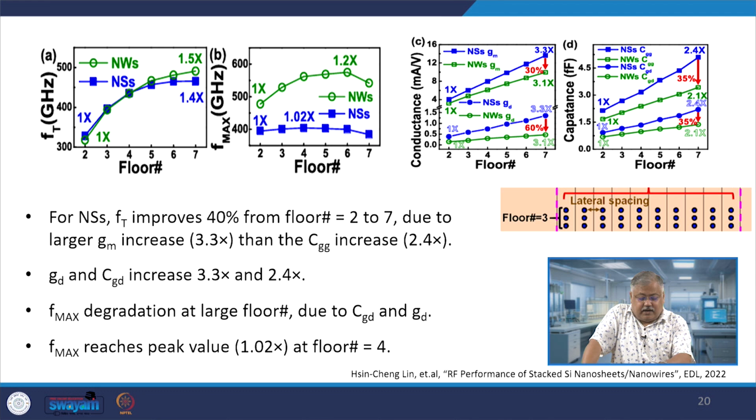Similarly, if you plot F max versus the number of stacked floors, then also there is a relatively larger increase in the value for nanowire with respect to nanosheets. And this is primarily to do with GD and GM increase in the value of approximately 3.3 to 2.4 times. Now, F max then starts to degrade for a larger number of floors, and the reason is you have an increment in the larger number of CGD and GD, right, and that becomes a problem for you in the design stage.